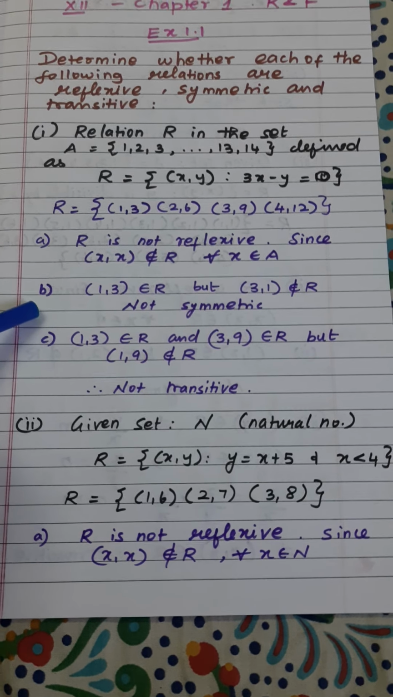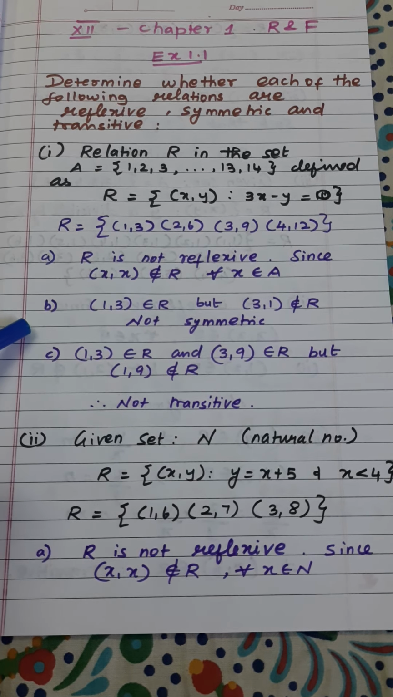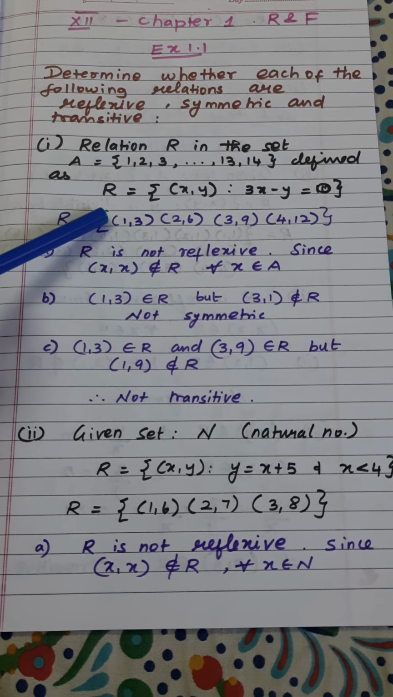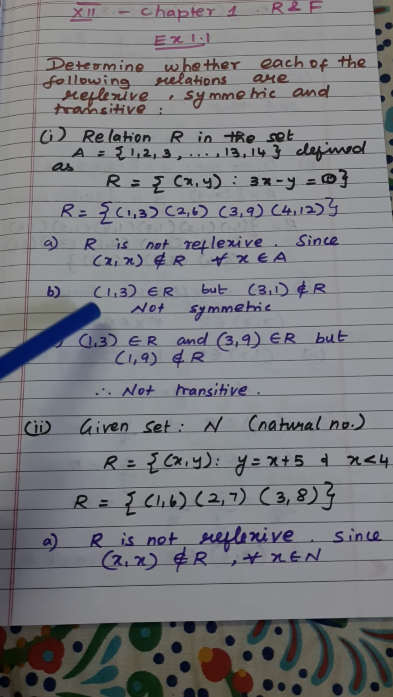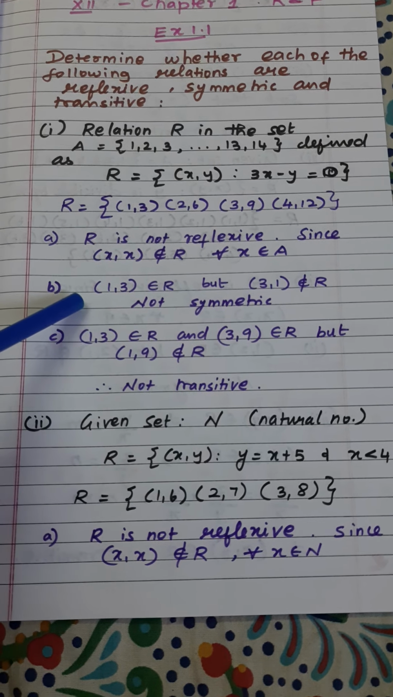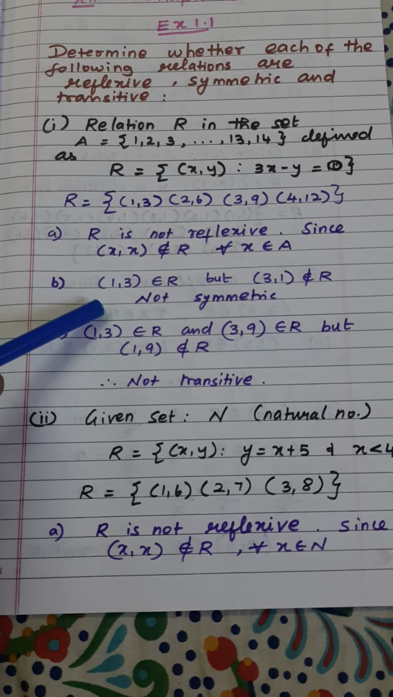Symmetric: if (a, b) belongs to R, then (b, a) belongs to R. Check it here. (1, 3) is in the set, but (3, 1) is not in the set. So it is not symmetric. If it is false, we can give one example, that is enough.